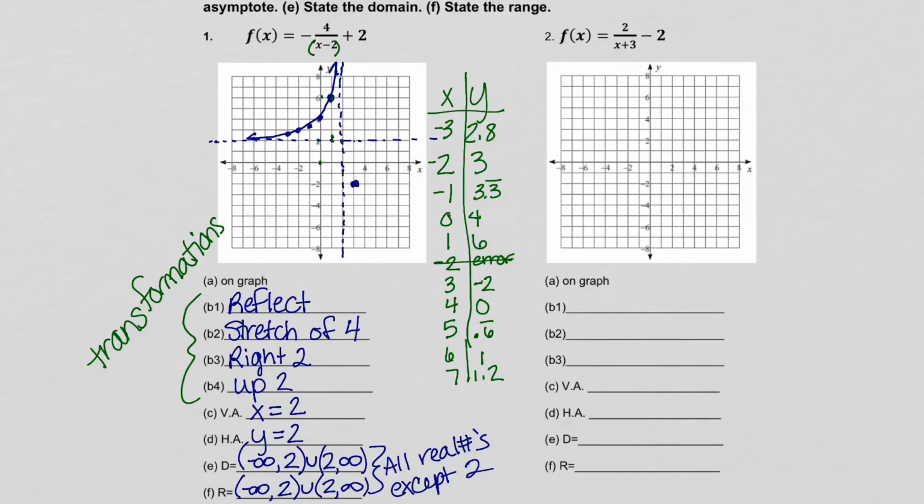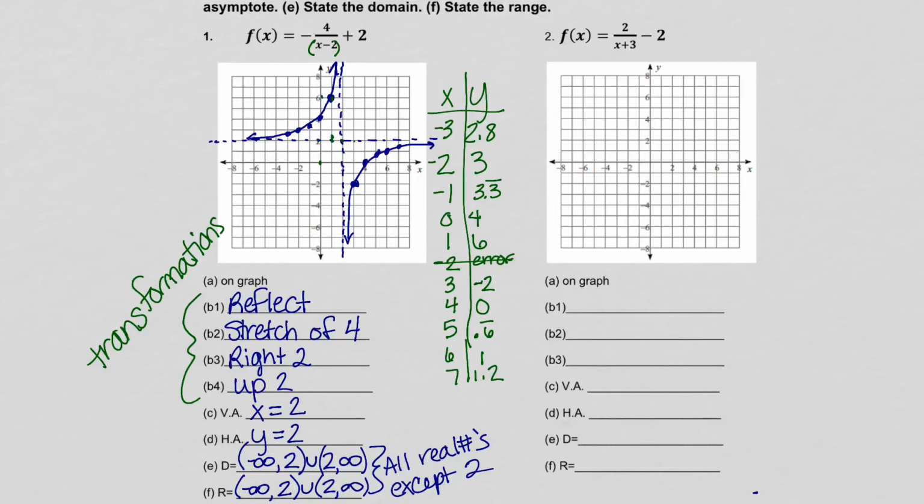Okay. And then I plot the ones on the other side. So I go right 3, down 2, which is already the point I have. At 4, 0. At 5, I have 0.6 repeating. Whoa, my dot kind of went nuts there. And then at 6, I go up to 1. At 7, I'm at 1.2. And see, it just approaches that asymptote. So I'm going to go like that. And then there's my pretty graph.